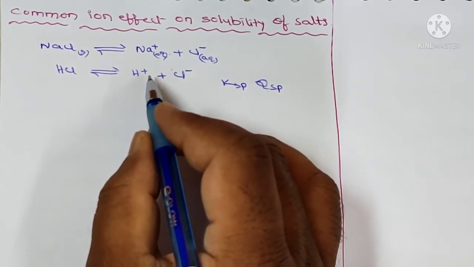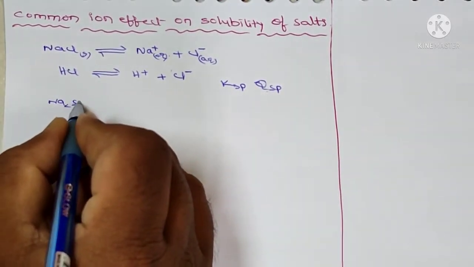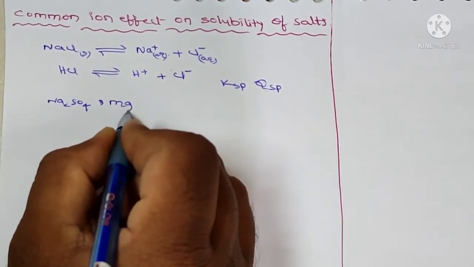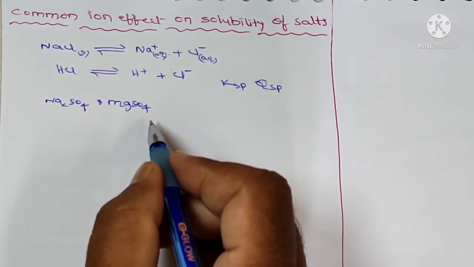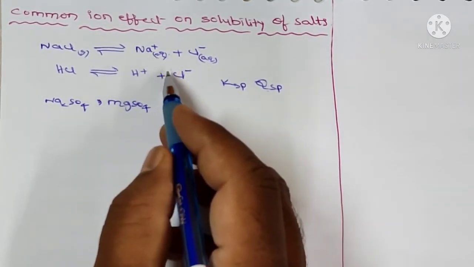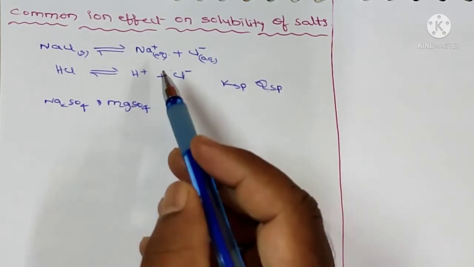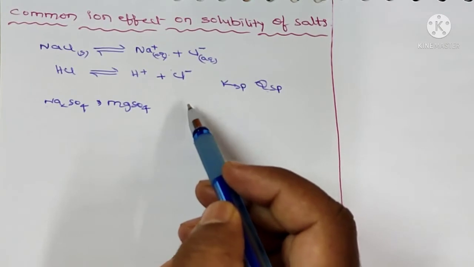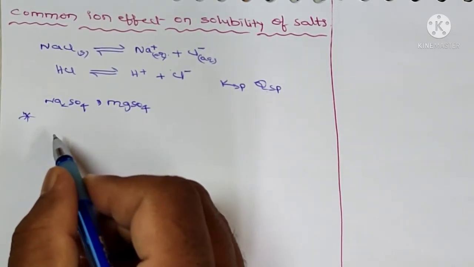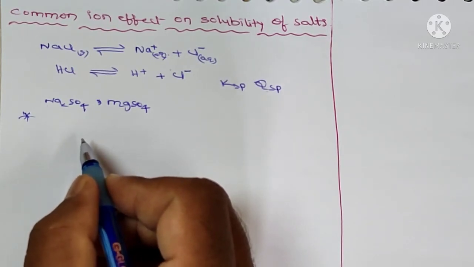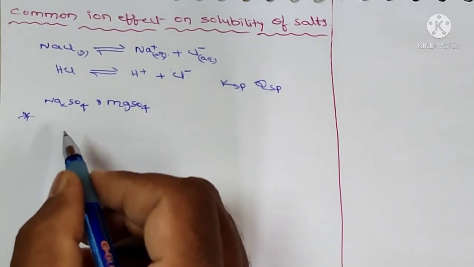And from this process, we can remove impurities. So that NaCl contains impurities of sodium sulfate and magnesium sulfate. So that sodium sulfate and magnesium sulfate ions remain in the solution, and the pure NaCl crystallizes out. So the common ion Cl minus combines with the Na plus ions to give the pure NaCl crystals. And the common ion effect is also used for almost complete precipitation of a particular ion as its sparingly soluble salt with low solubility product for gravimetric estimation.